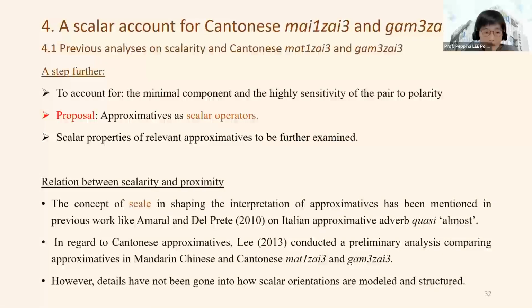The first one, the relation between scalarity and proximity. The concept of scale in shaping the interpretation of proximity has actually already been mentioned in previous work on the Italian approximative adverb, similar to the English adverb almost. And then in Cantonese, Lee 2013 conducted a preliminary study saying that regardless of whether it's the approximative in Mandarin Chinese or Cantonese, it is basically due to a kind of scalar orientation. However, Lee 2013 doesn't work on the semantic modeling.